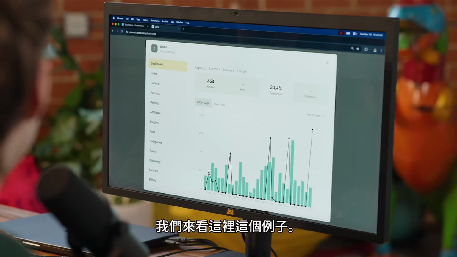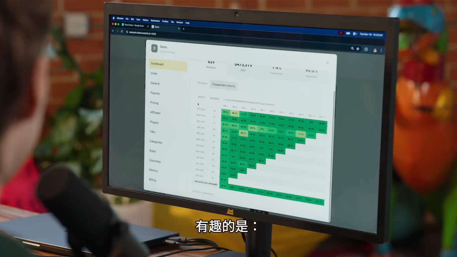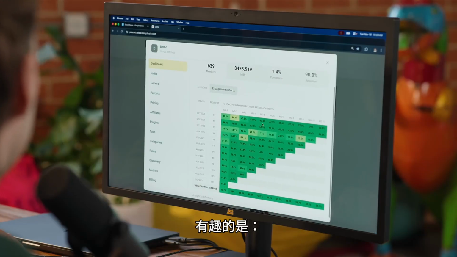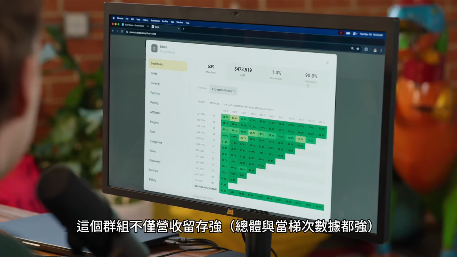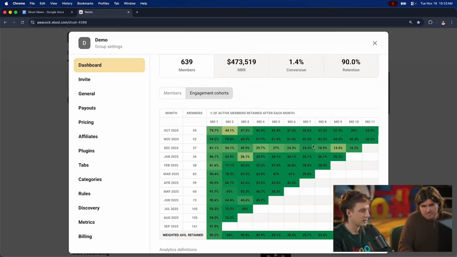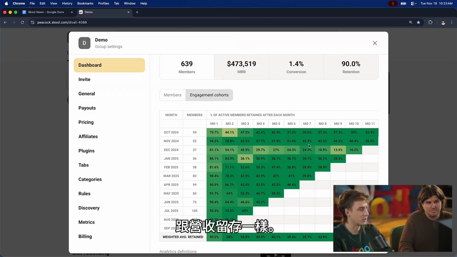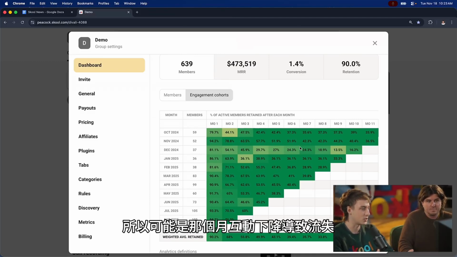Then let's look at this one here, and if we look at the engagement cohorts. What's interesting is this group not only has really strong revenue retention, both aggregate and cohorted, but even its user engagement cohorts are solid too. Again, the only month that looks slightly worse is December, which is similar to the revenue. So maybe people churned because they're not engaging.